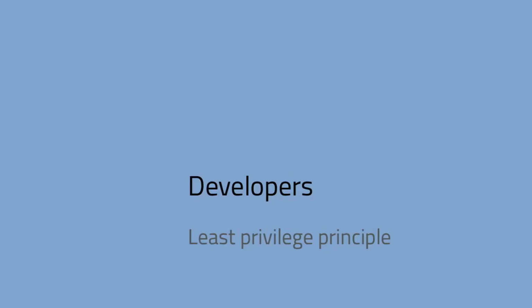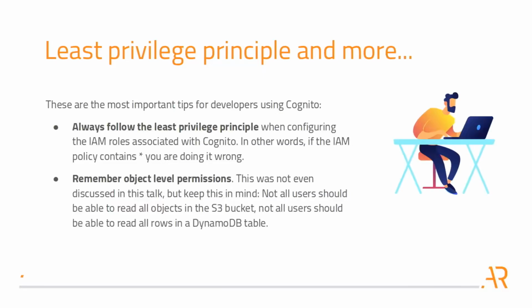For developers, you guys watching on YouTube and any other developer here, use the least privilege principle. Always, for anything you do, and specifically for Cognito. The least privilege principle means only give the required permissions for the application to work. Only assign those permissions, nothing else. If your IAM policy has a star somewhere, you're doing it wrong.